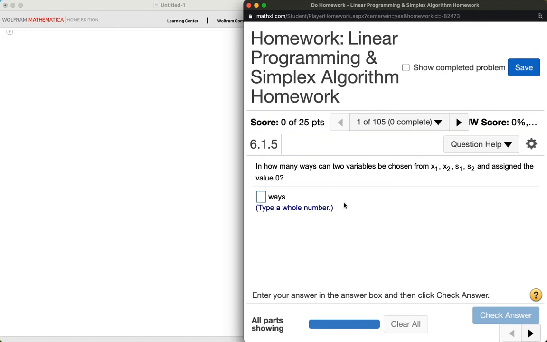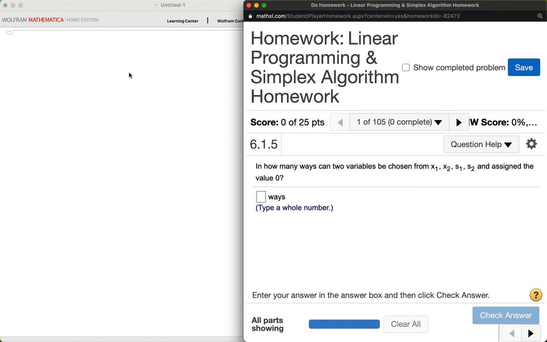In how many ways can two variables be chosen from x1, x2, s1, s2, and assigned the value 0? So this is really a combination type of problem.